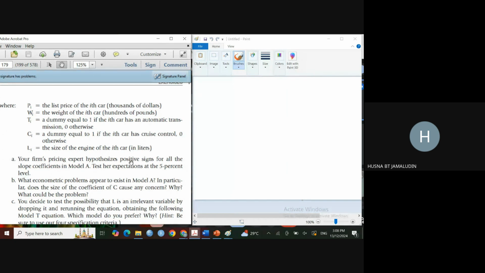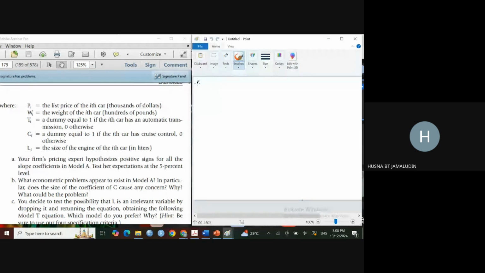Now let's look at the question. Your firm's pricing expert, so you have the expert to determine the price of the car, hypothesized a positive sign for all the slope coefficients in the previous model. So test her expectation at the 5% level. When we talk about hypothesis testing, I assume that everyone knows how to do it. Of course, you have 6 steps. I don't plan to explain the hypothesis because this is very straightforward, since they ask you to test all the variables. You have 4 variables.